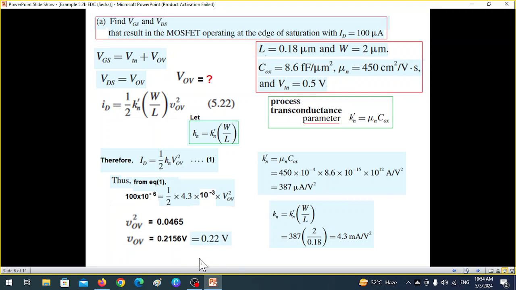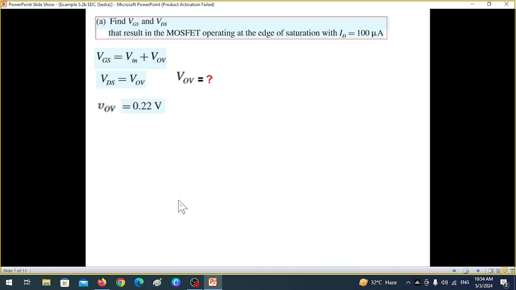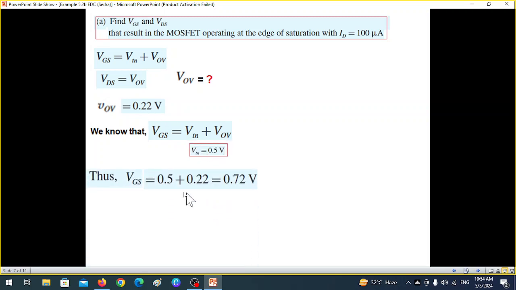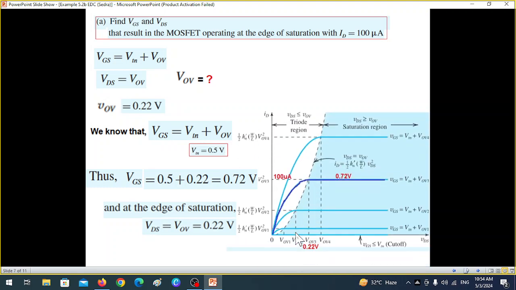So now that we have found VOV, we can find VGS and VDS. Putting in the formula, VTN is already given in the question. VOV we have found from here. So it will be 0.72. And VDS saturation, or VD, is equal to VOV, is equal to 0.22 volt. So this is the first part.